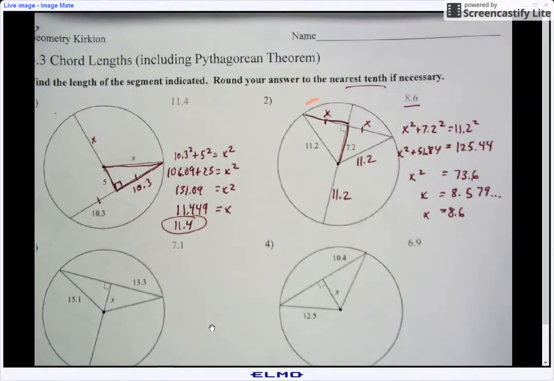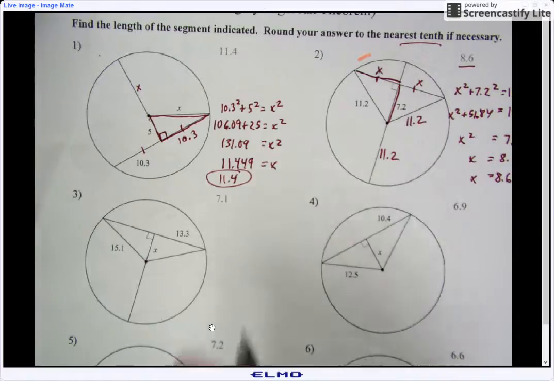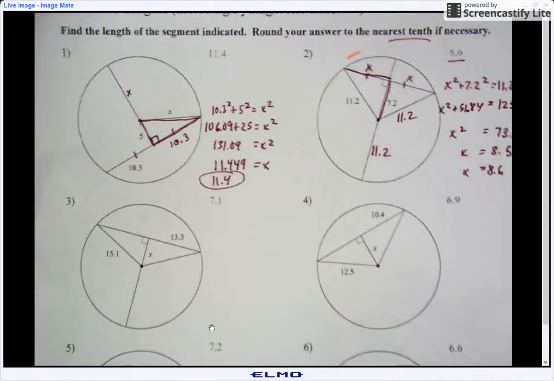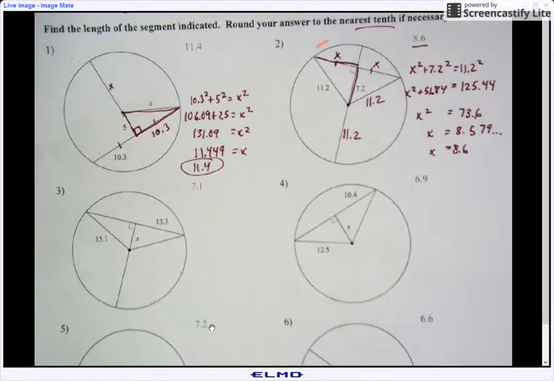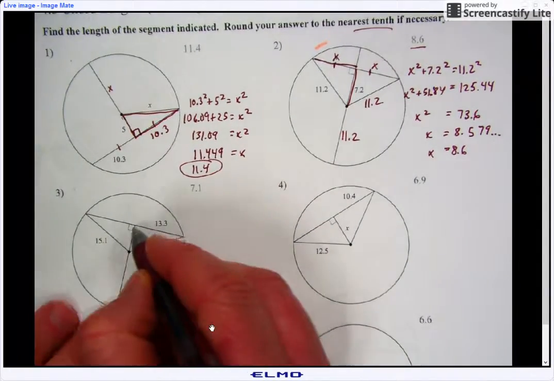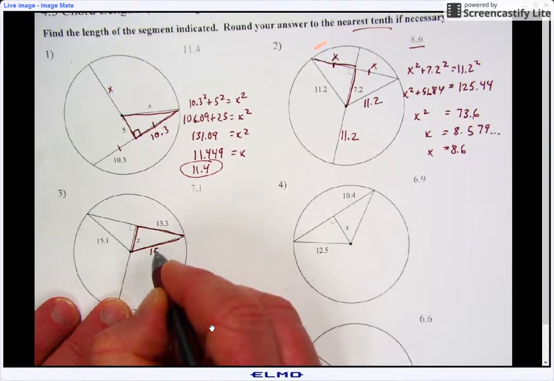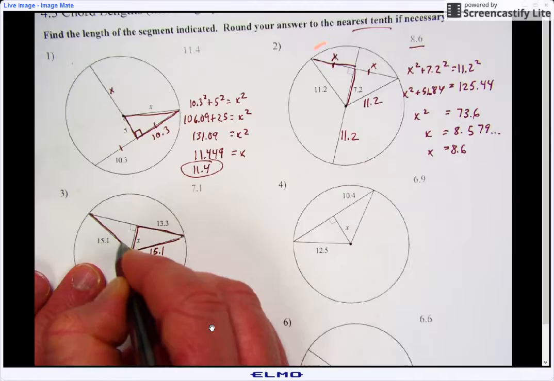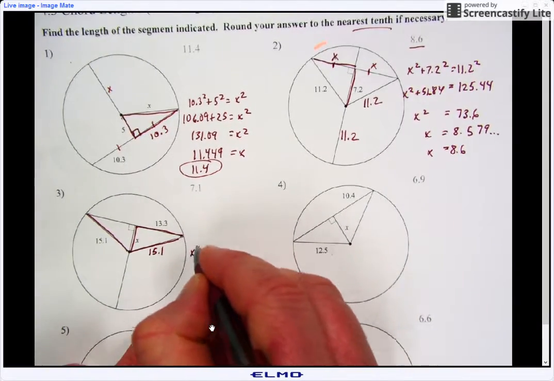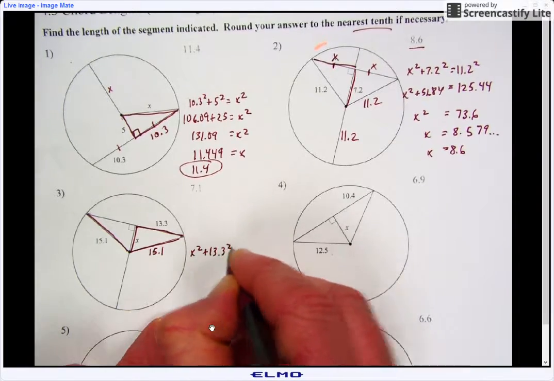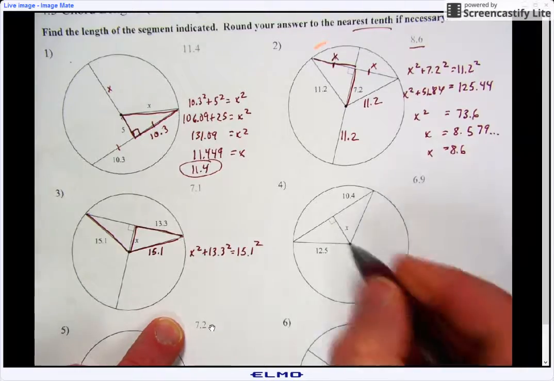Okay, so very similar. You can check the answers for these. This one, we're just going to show the setup and not finish all the way through. If you need more help working all the way through, you can ask for it later on. Right triangle. I know this is 15.1 because every radius, we highlighted the radius, every radius is congruent. So x squared plus 13.3 squared equals 15.1 squared.